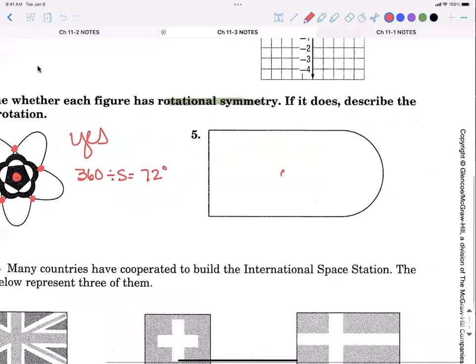Okay, is number 5, put a pin right in the middle. Can you spin that anyway and get any kind of symmetry? So that would be a no.